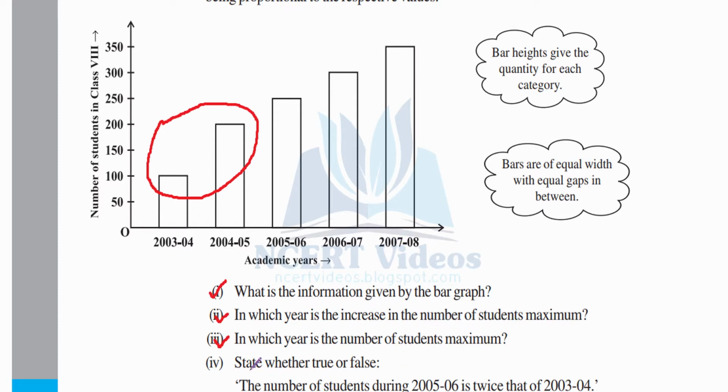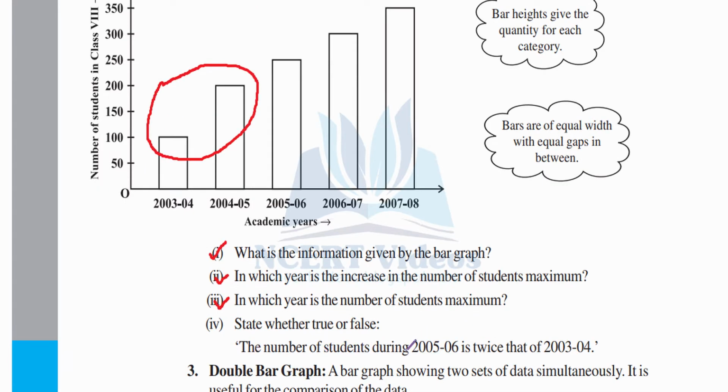Now we have to provide whether information provided here is correct or false. It says the number of students during 2005 is twice that of 2003. Well, for 2003 we had 100 students, and for 2005 we have 250. Is 250 twice of 100? No, it is even greater. Twice would be 200. It is 50 more than that. So this is a false statement. Therefore we learn from this representation that there are various information that we can get from a bar graph.